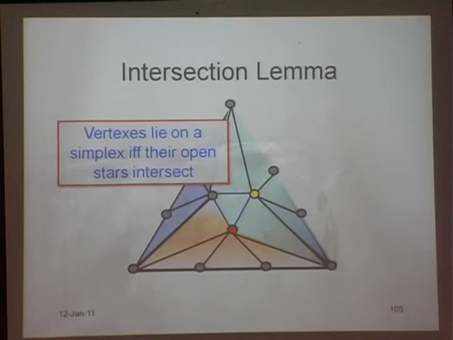Now there's a lemma. Again, I'm not going to prove it, but you can figure it out for yourself. It's actually another good homework problem. If I have two vertices, they lie on an edge if and only if their open stars intersect. And this is true in general. If I have k vertices, they form a simplex if and only if their open stars intersect.